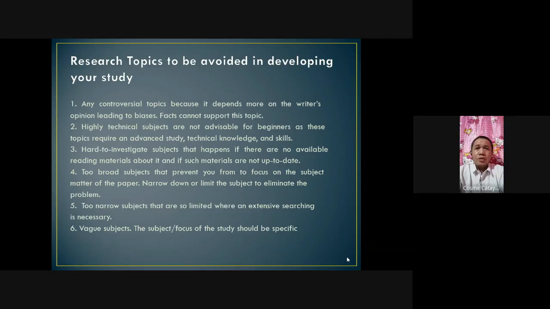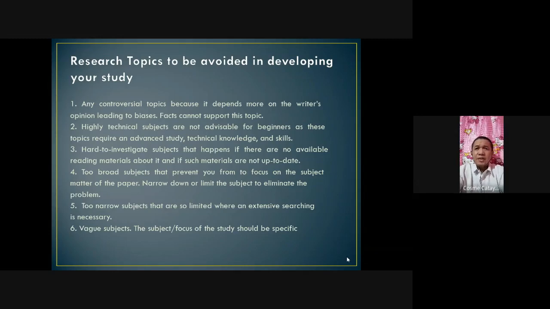Number four, too broad subjects that prevent you from focusing on the subject matter of the paper. Narrow down or limit the subject to eliminate the problem. Number five, too narrow subjects that are so limited where an extensive searching is necessary. Number six, vague subjects. The subject or focus of the study should be specific.